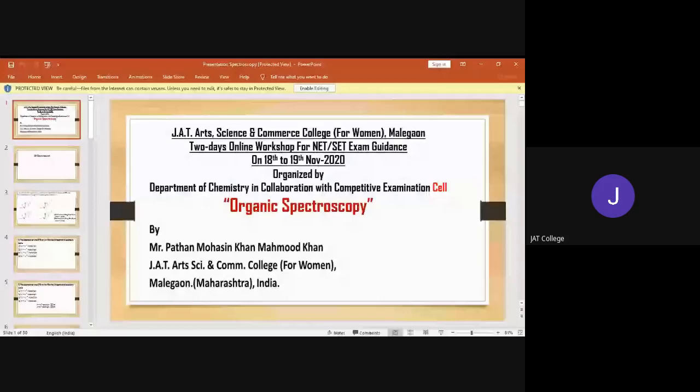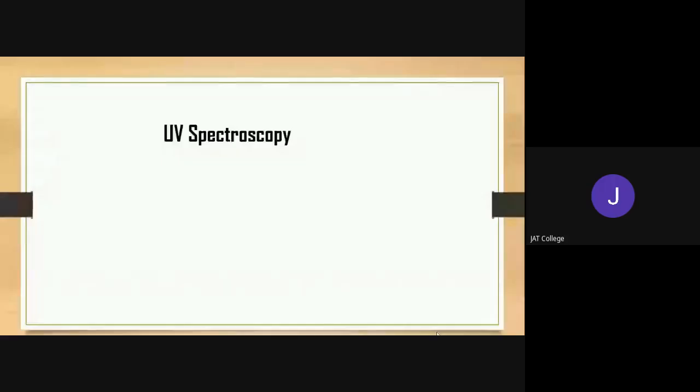As far as this topic is concerned, we must have the knowledge about the transitions involved in UV spectroscopy. First thing. Second thing, we must have the knowledge about the basic terms involved in UV spectroscopy. And third one, the effect of solvent. And no doubt, when we consider the transitions, we have to consider the lambda max value also.